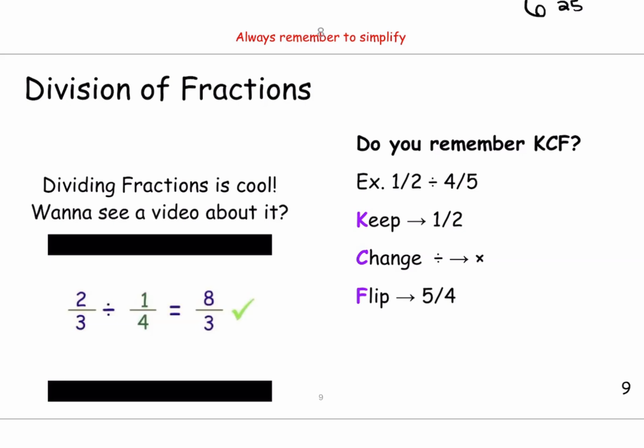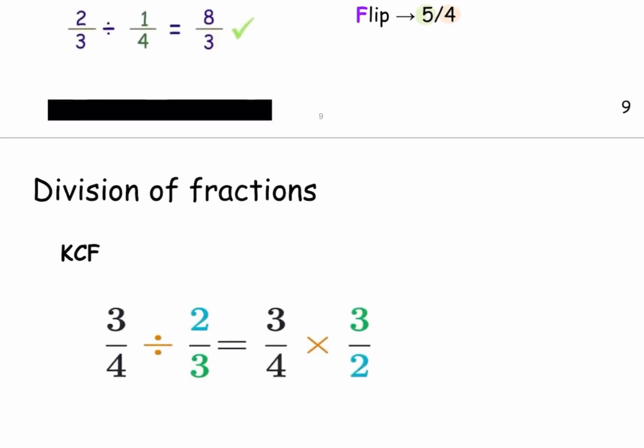Now, do you remember keep, change, flip? That's where we keep the first fraction exactly the same. We change the division symbol to a multiplication symbol, and then we flip that second fraction to the reciprocal. So to begin with, we had 4 over 5, and when we flipped it, we have 5 over 4. That is called the reciprocal.